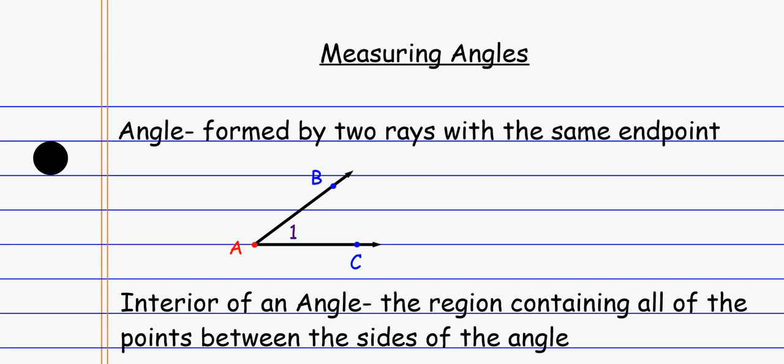All right. So first things first, an angle is just basically when we have a shape that's formed by two rays that share the same endpoint. And so if we look at the example here, AB is a ray, AC is a ray, and they each have the same endpoint at A, which forms this angle, okay?